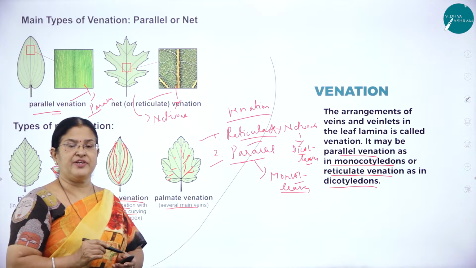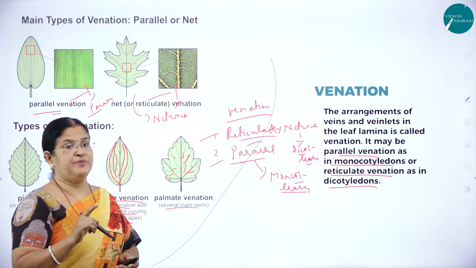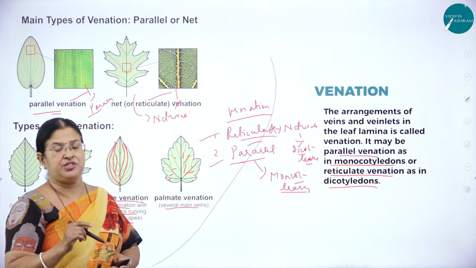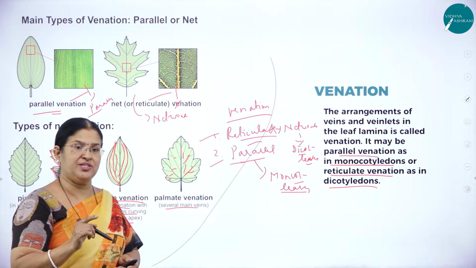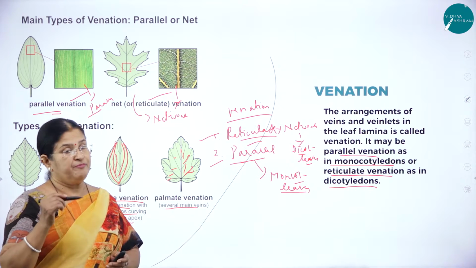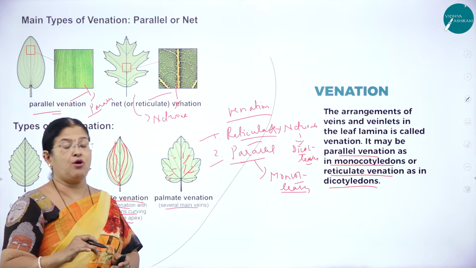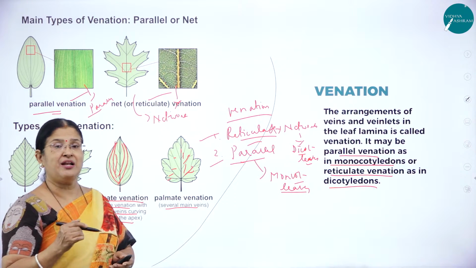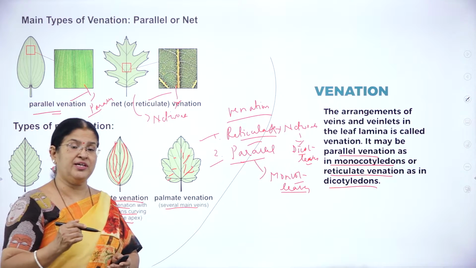So I repeat, what is venation? Venation is the arrangement of veins and veinlets on the leaf lamina, and there are two types of venation. One is called reticulate venation, the other one is called parallel venation. In case of reticulate venation, the veins are in the form of a network. All dicot plants bear leaves which have reticulate venation, and in parallel venation, the veins run parallel to each other.